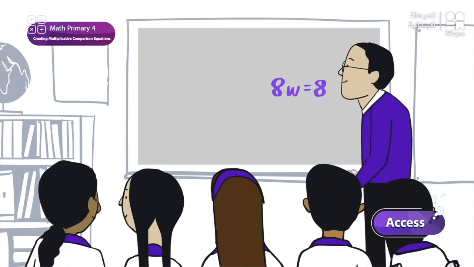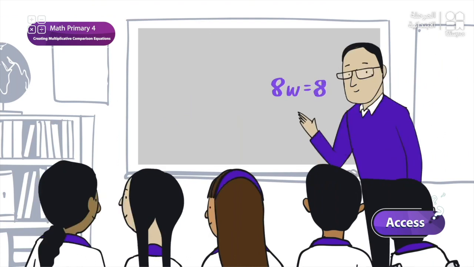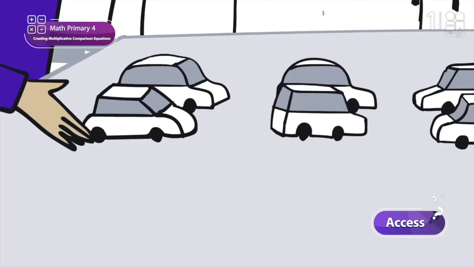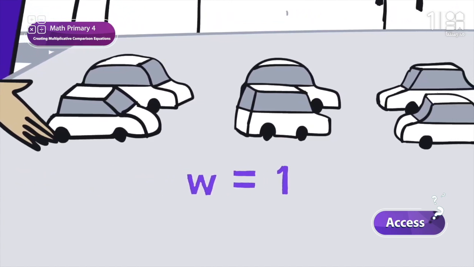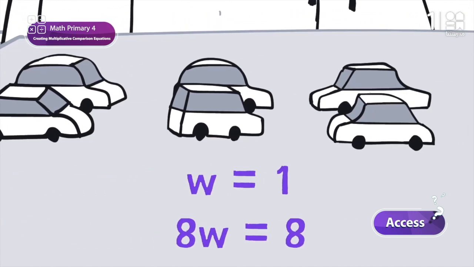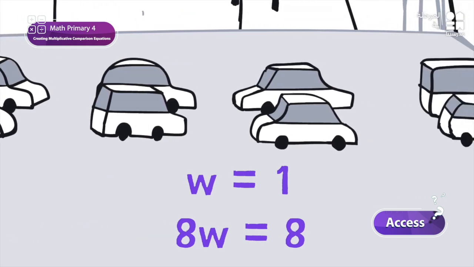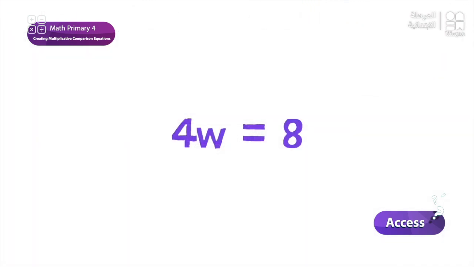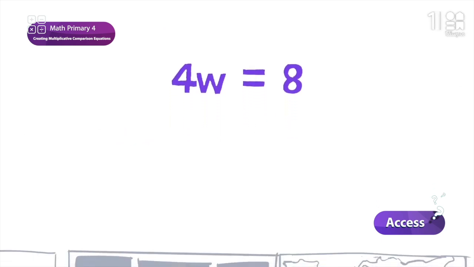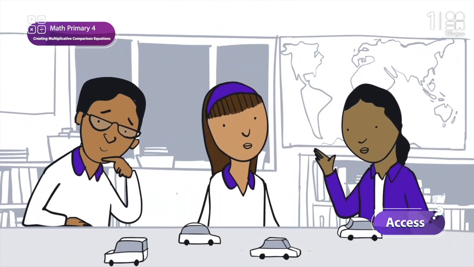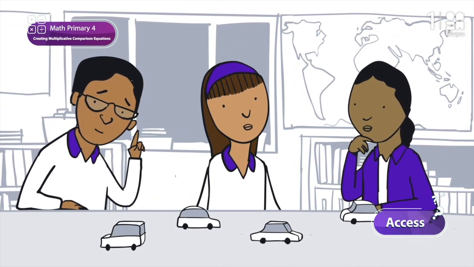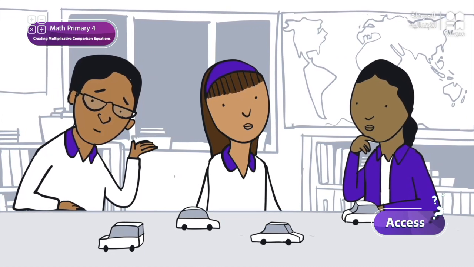That can't be right. There's no other numbers or symbols. What does that letter mean? I think I understand it. W means 1 white car. It also means 1. 8W means 8 white cars, which equals 8 cars. That's right. What about this? 4W equals 8. What do you think is going on here? 4W equals 8. 4 white cars don't make 8. What is represented is a mathematical operation, like 4 plus W equals 8.